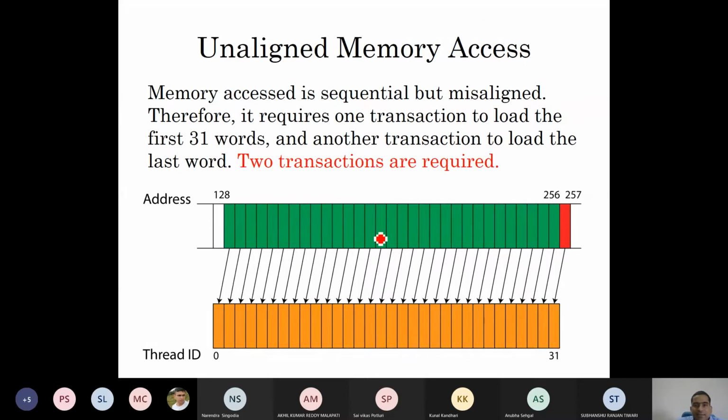Now, here is an example where this access is sequential because every thread is accessing one after another, but it is not aligned. So it requires one transaction to load the first 31 words, the green words, and another transaction to load the last word. So for now you need two transactions, which is why it is not efficient. Okay, so is it clear for everyone?